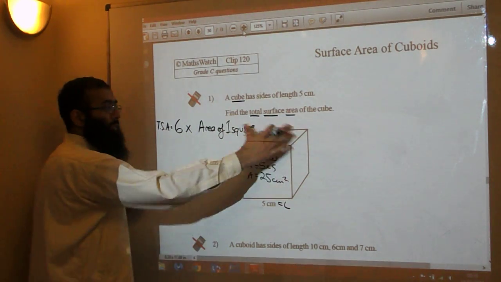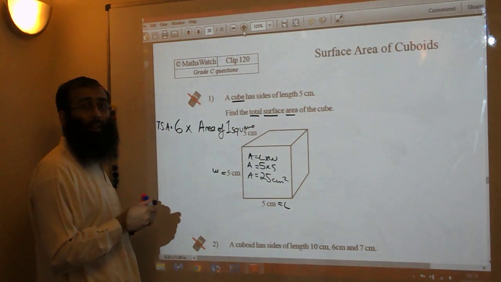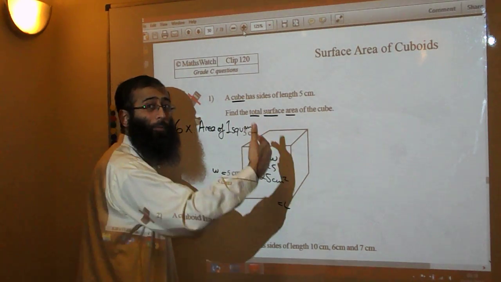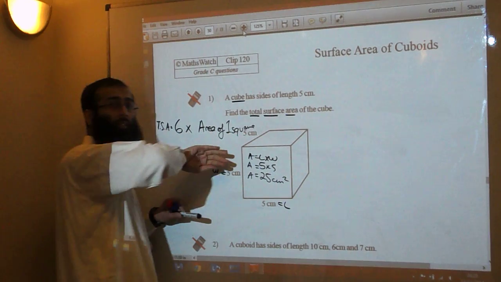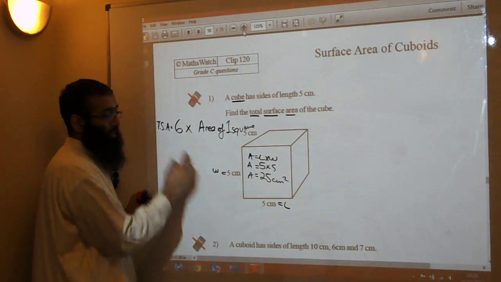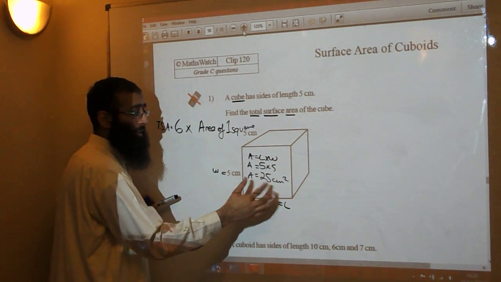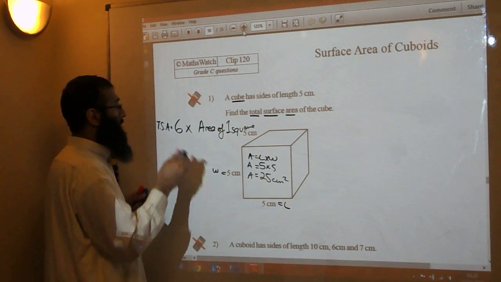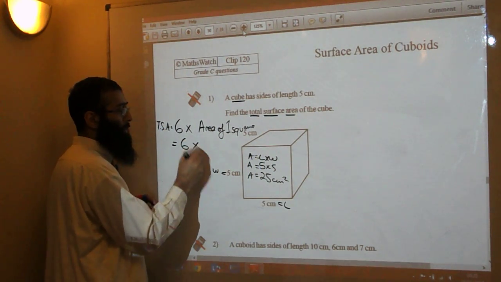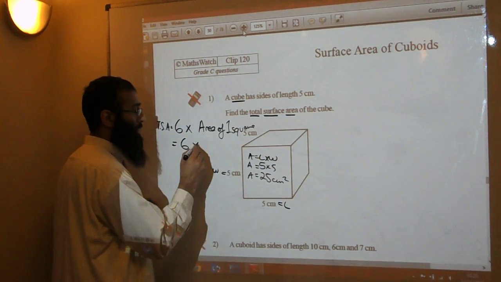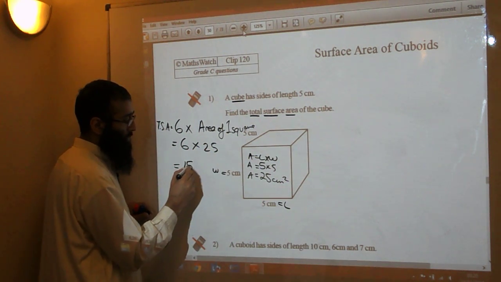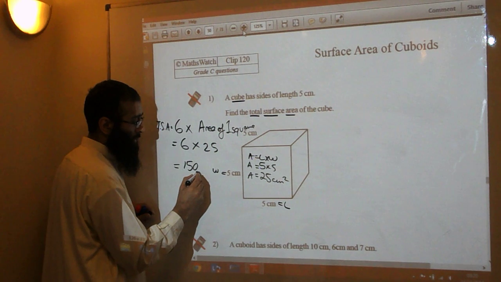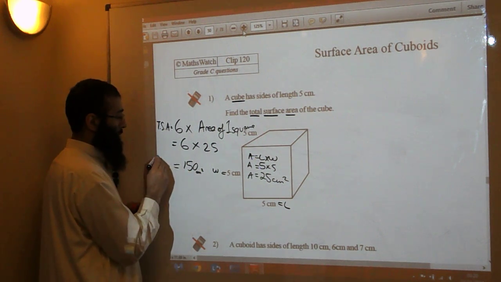Okay, so the total surface area of this cube, we're talking about the area of each face added up together. So one face, second, third, fourth, fifth and sixth. So 6 slots of the same value because each face has the same area. So it's going to be 6 times by the area we've just worked out over here. 6 times by 25. And that will give us 150 centimeters squared.